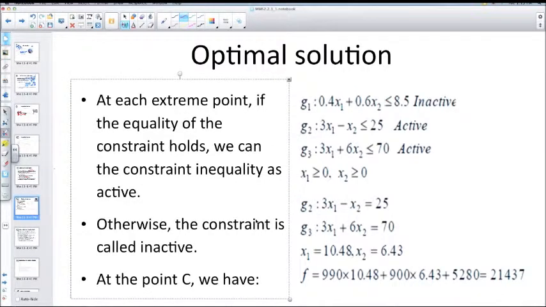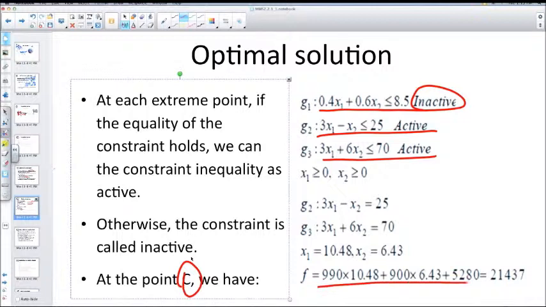As the diagram shows, the constraint of the money is inactive because it's outside of the feasible domain. And then the constraint of the flow is active, and the constraint of the labor is active. That gives us the point C, which is giving the maximum solution. You can also compare A, B, and D, and plug into the F. You're going to find that the number is not as big.